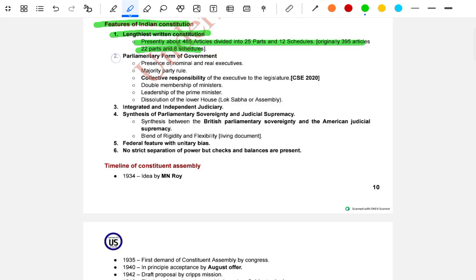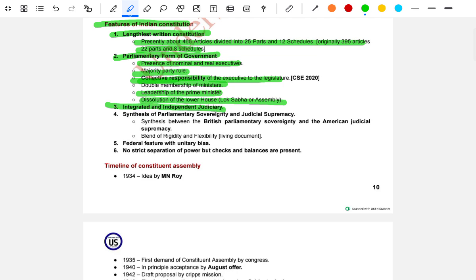Second, parliamentary form of government. The presence of nominal and real executives. Majority party rule. The collective responsibility of the executive to the legislature. Dual membership of ministers. Leadership of the prime minister. The dissolution of the lower house, Lok Sabha or the assembly. Third, integrated and independent judiciary.